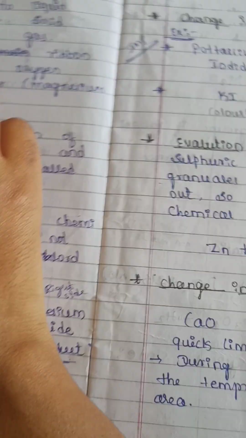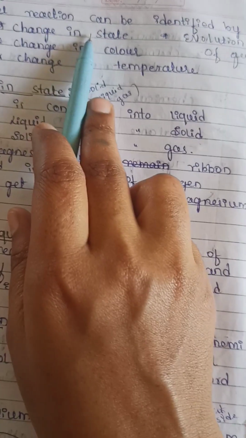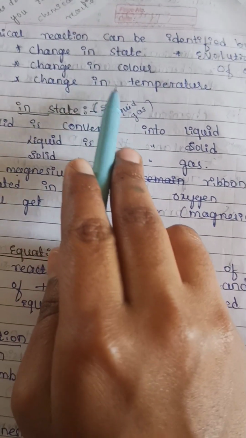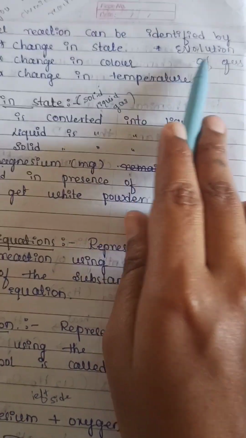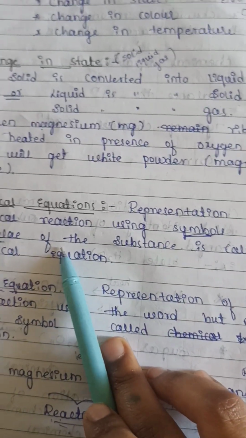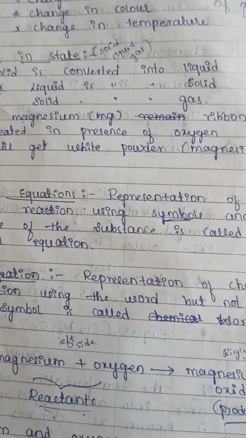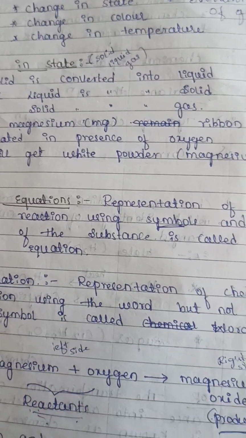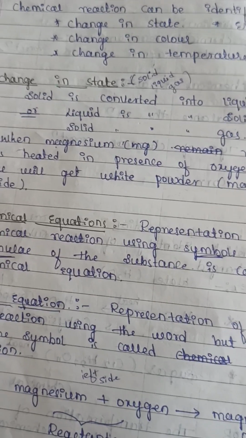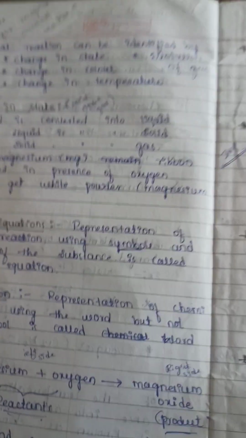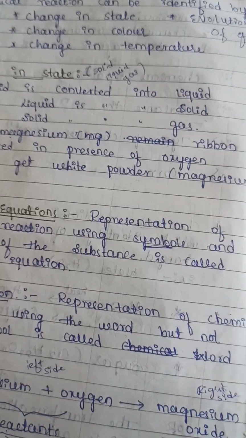I hope you have understood how a chemical reaction occurs: by change in state, change in color, change in temperature, and evolution of gas, and also chemical equations and chemical reactions. You have understood all these things. In the next class we will discuss how to balance the equation. Thank you.